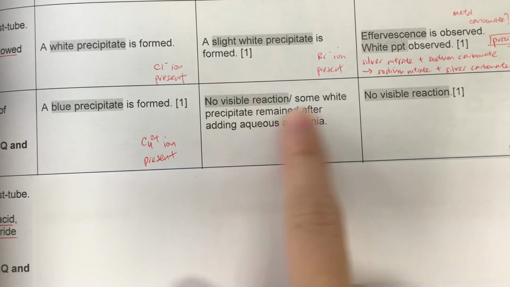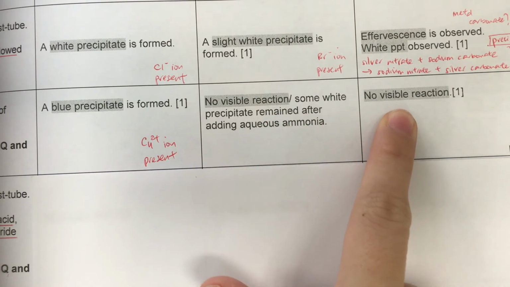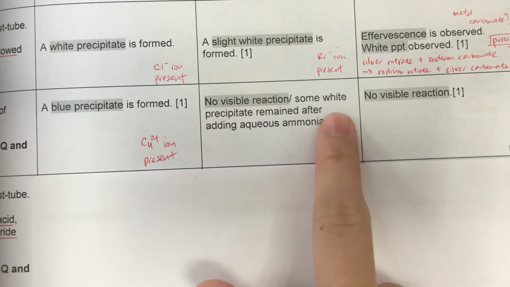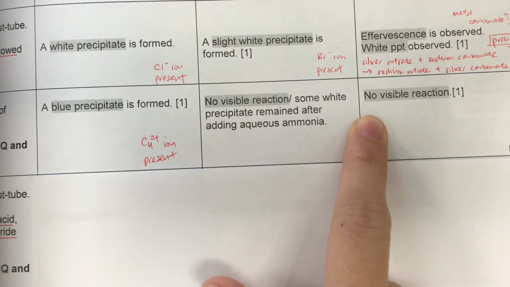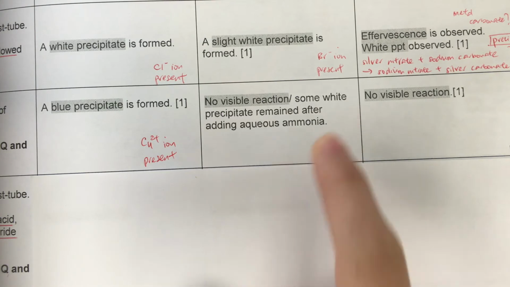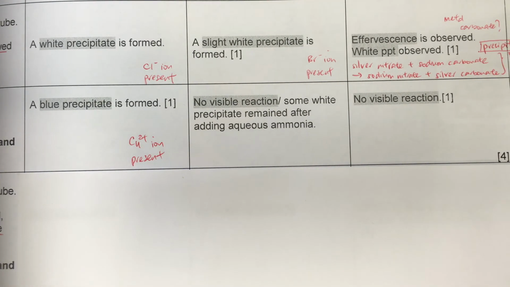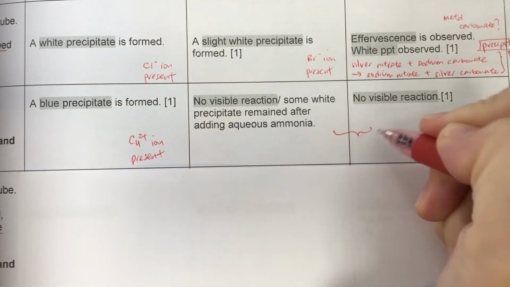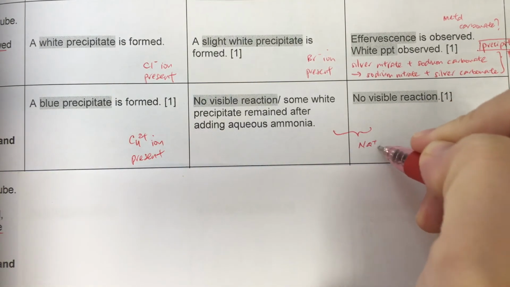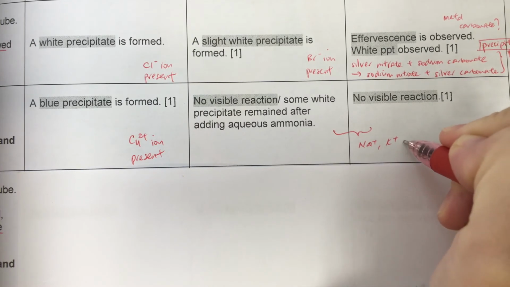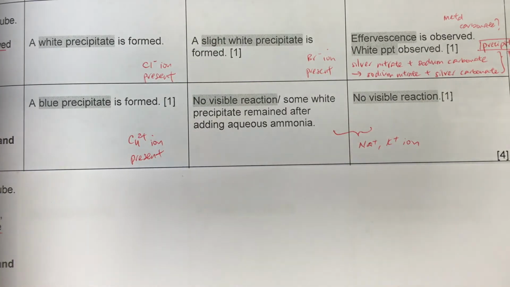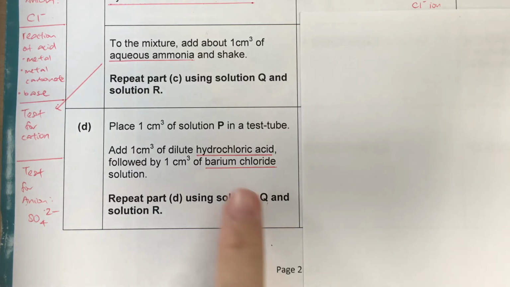Okay, and then for both Q and R, there is no visible change, no visible reaction. Or for Q, some of you will say that there is some white precipitate remaining, which was coming from the above. Okay, so it's not that there was white precipitate produced, but it was the slightly white precipitate formed at the previous test. So since Q and R have no visible change or no visible reaction, again it's likely sodium or potassium ion. This identity was also shown in the flame test.